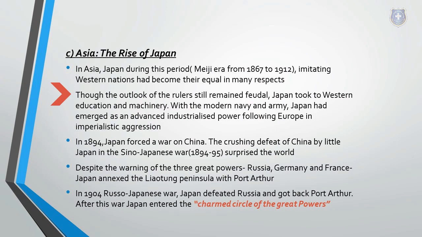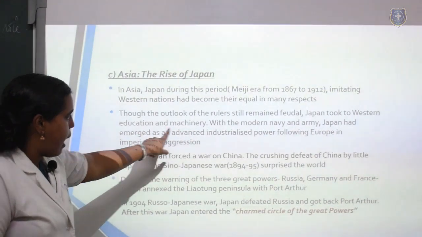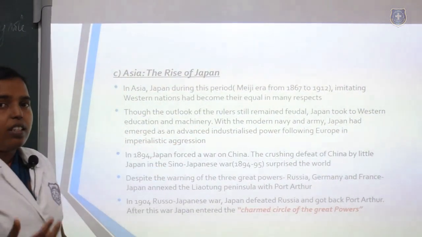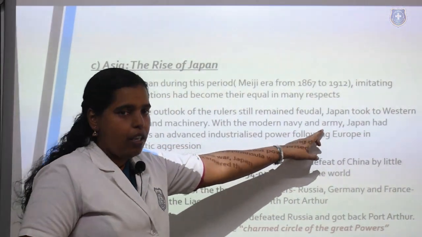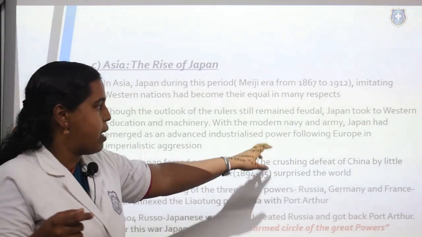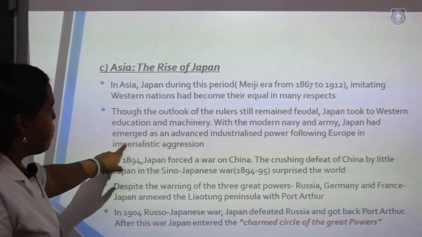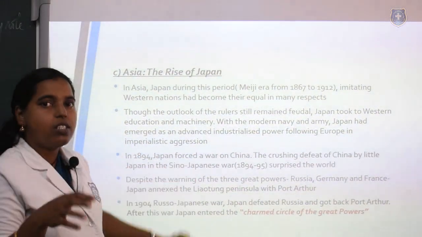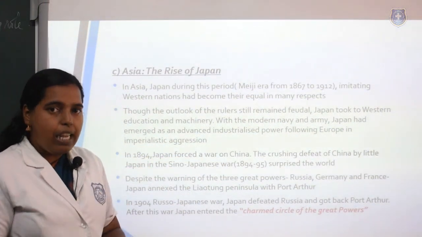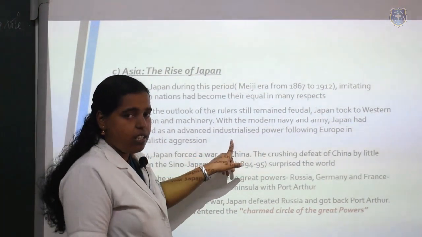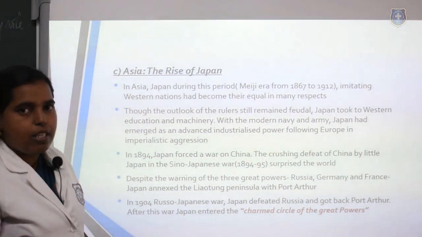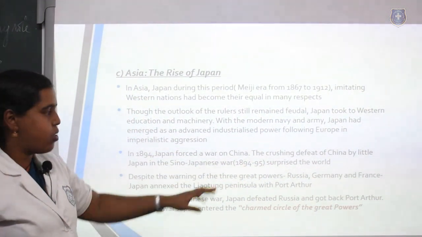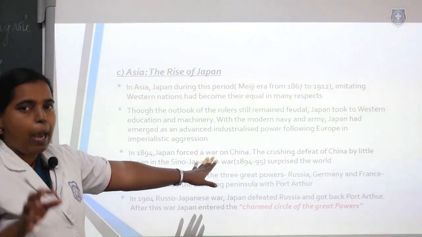Though the outlook of the rulers still remained feudal, Japan took to Western education. You can see here Western education and machinery. So they started creating a modern navy and army. That is the main backbone of Japan: modern navy and army. And Japan had emerged as an advanced, industrialized power. They started to create a better and well-advanced industry, because that's an important thing in capitalism. When you have a very good, strong industry in your country, you will be a very good capitalist country.